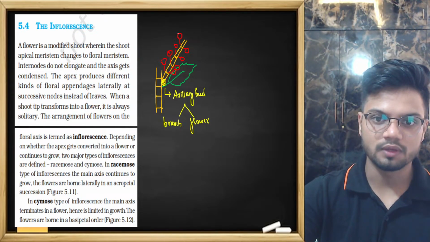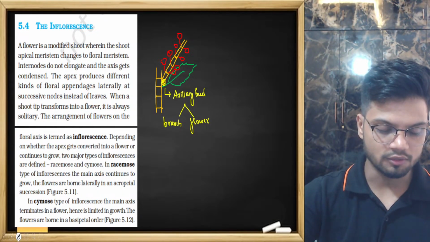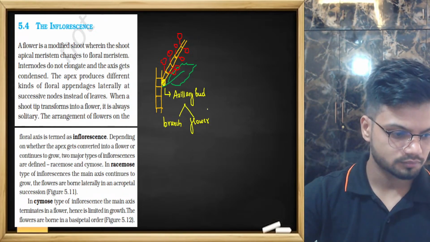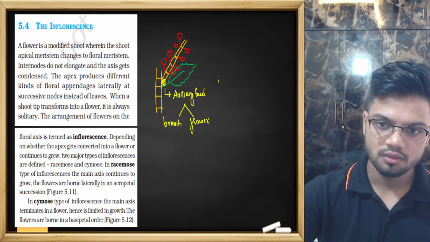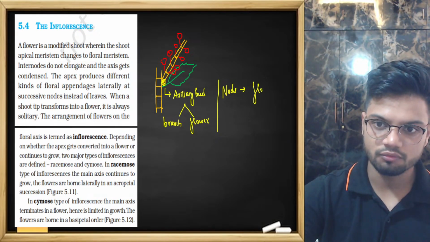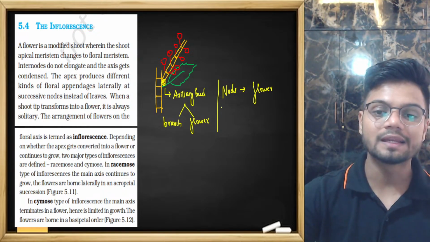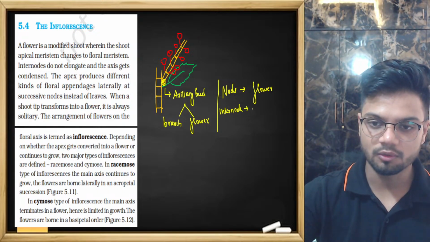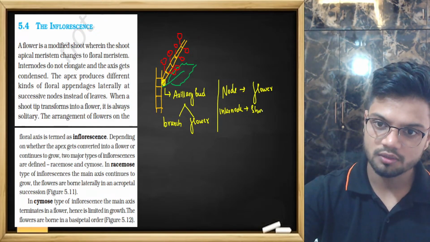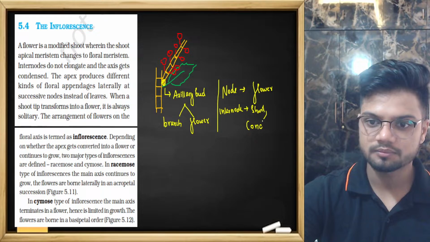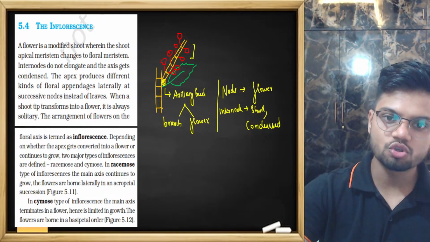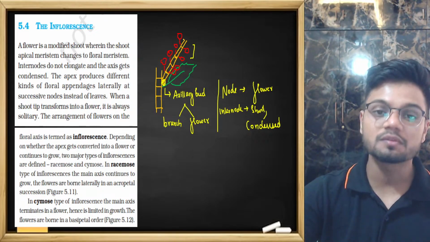Can you see here? We learned right now that flowers develop at the nodal region. And what about the internode? The internode gets completely short or condensed. This is the internode, right? Now, what is the name of this entire branch?